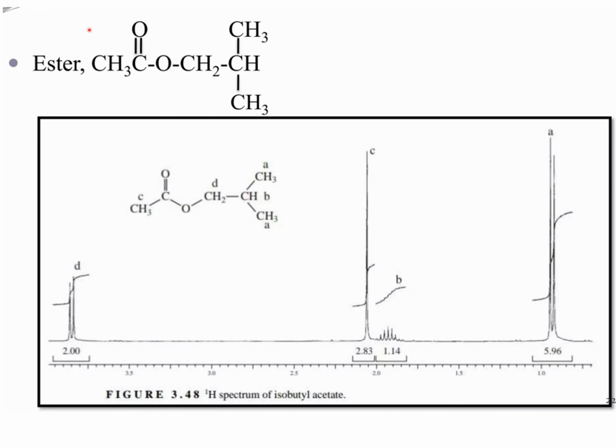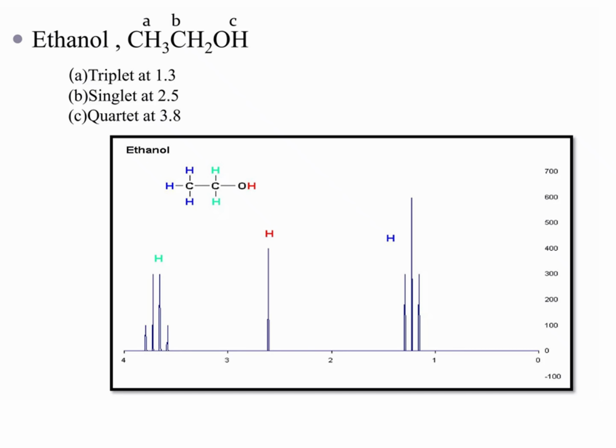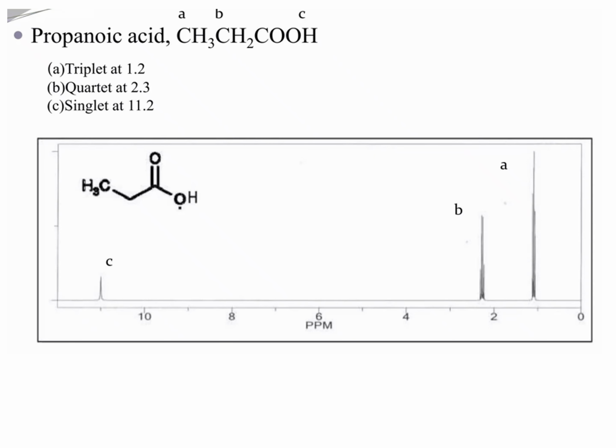Then ester, ethanol, I have already shown this. Propanoic acid: the carboxylic acid H would be here, a singlet peak at 11. Then another two environments. For CH2 we should not take the far hydrogen into consideration, it is at a much longer distance. So for B we consider 3 plus 1 is equal to 4, that means quartet. So it should be a quartet. And for A, the nearby is 2 plus 1 is equal to 3, triplet. It is a triplet.